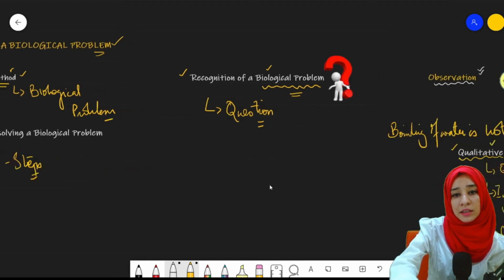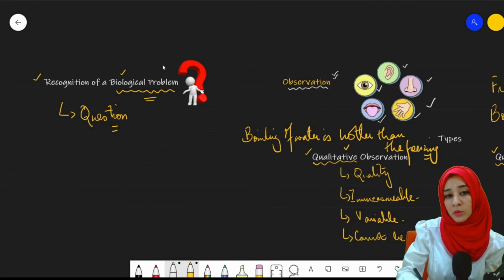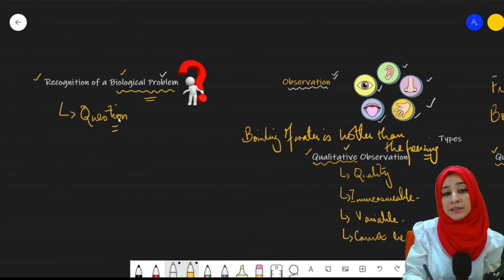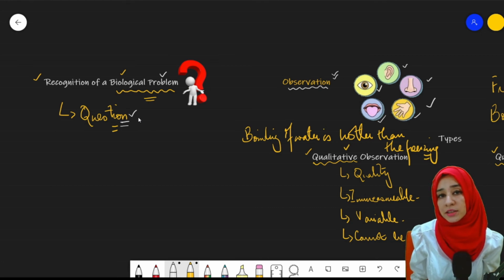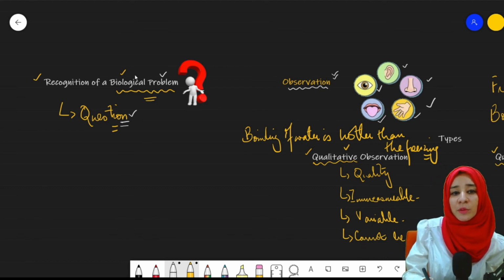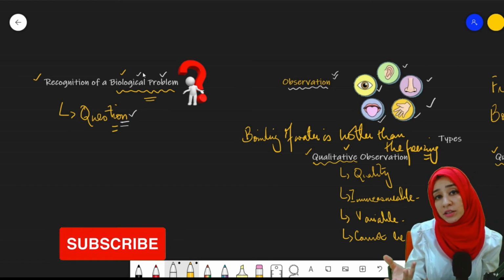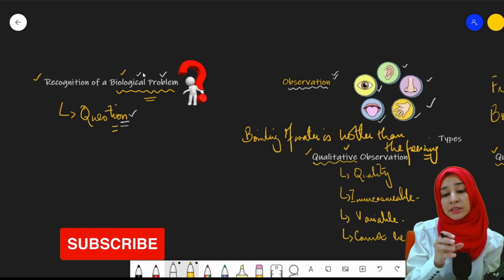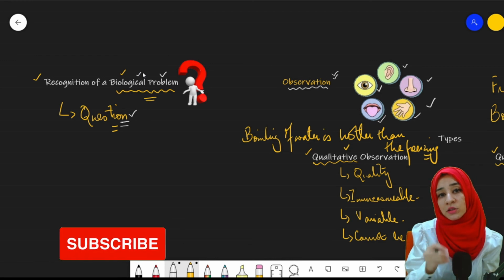Then comes the recognition of a biological problem. What is a biological problem? It is the question that comes into the mind of a scientist or a person that needs to be resolved and is associated with living organisms. It's a biological problem, obviously, right? So the biological problem needs to be associated with living organisms. Therefore, this is the first step, to identify that biological problem.